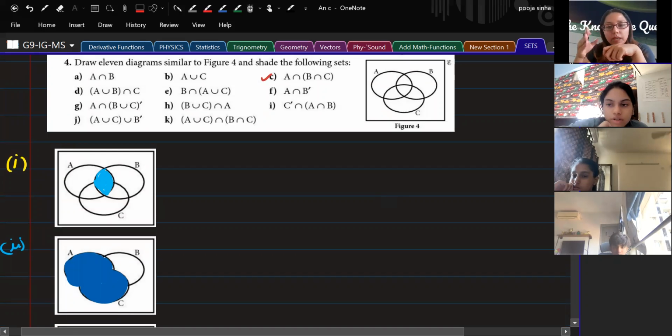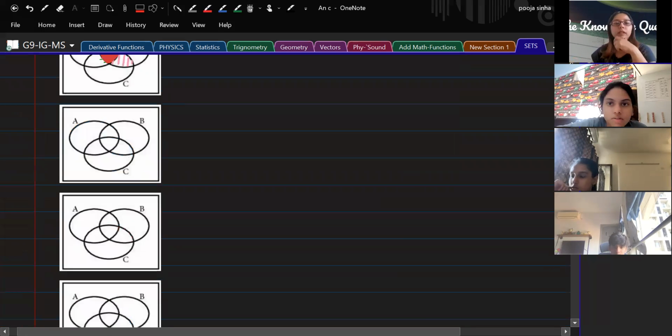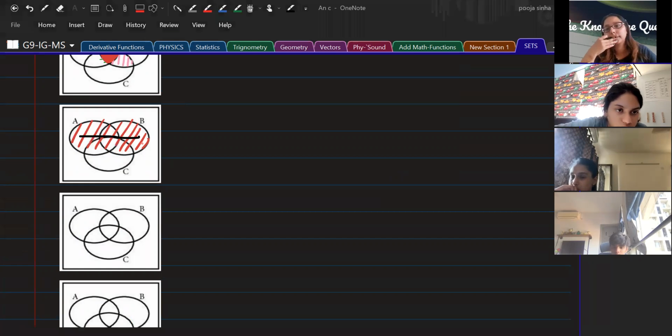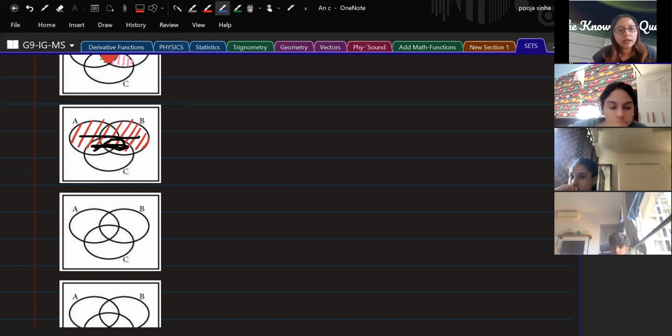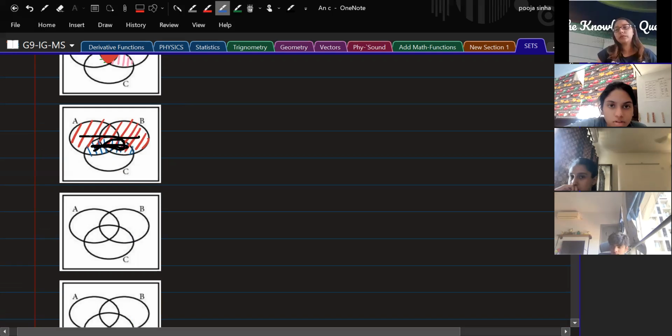D is, now Kaira, it's your turn. A union B intersection C. One second. First, you highlight what is A union B. This whole thing is A union B. Okay, let me just mark it up. This is A union B, this whole thing. Intersection C. So could it be this part here? Since both are intersecting. Absolutely. So intersection C would mean what is common between that part and C. Only this much, right? So you can remove the annotations.